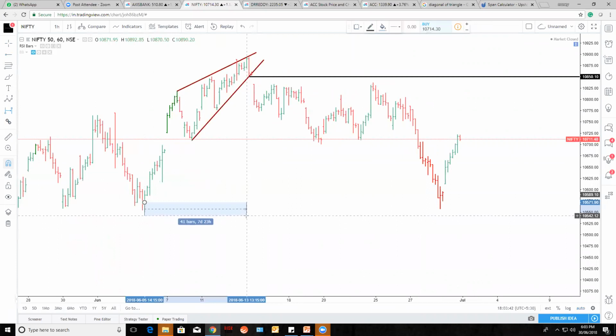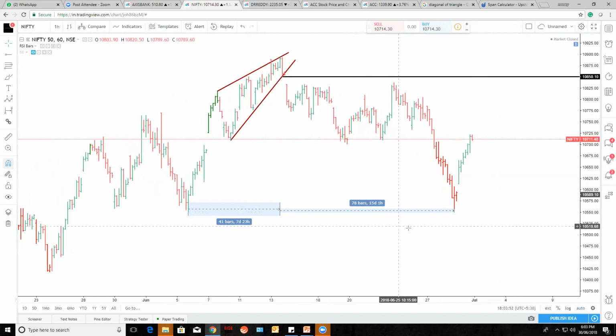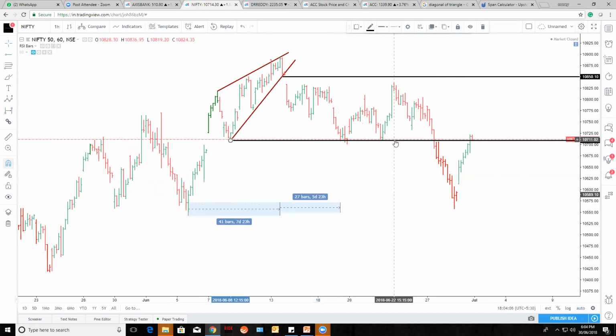time it took. Let's say 41 bars. And from here, it took how many days? 72, 78 to reach that level. But at least to this level, to reach this level, what is the time it took? This is the time at this bottom, right? Exactly to the bottom.